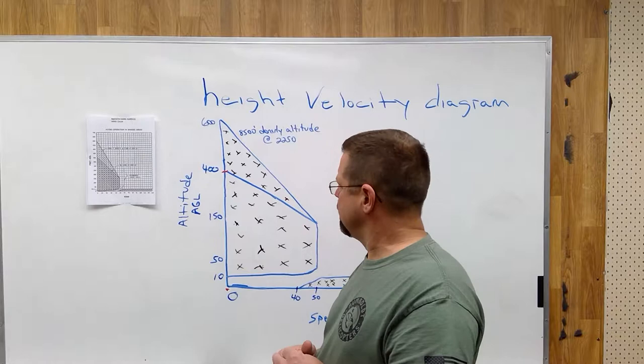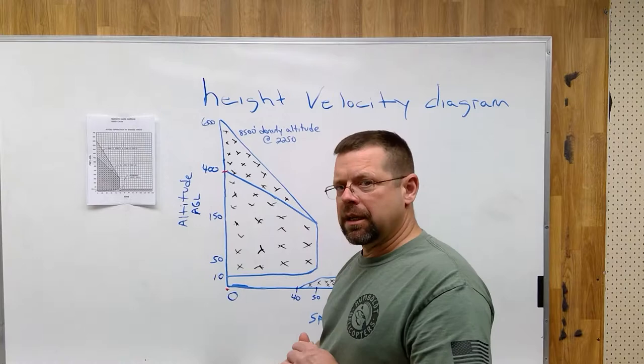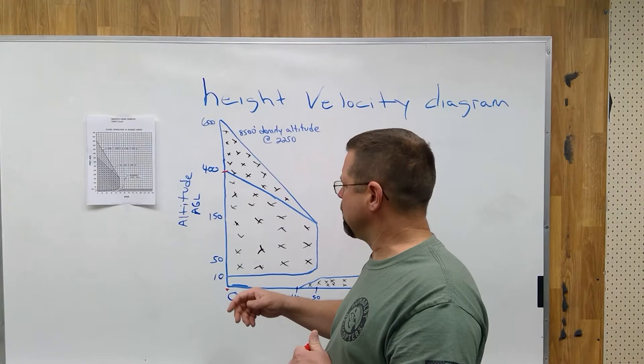Legally, we could operate at 150 feet, but what this graph is telling us is that test pilots have determined that the average pilot would not be able to make a successful autorotation should the engine quit while operating in this shaded area.